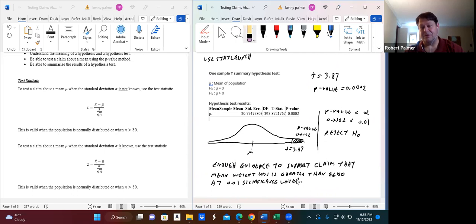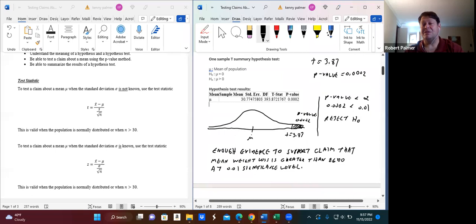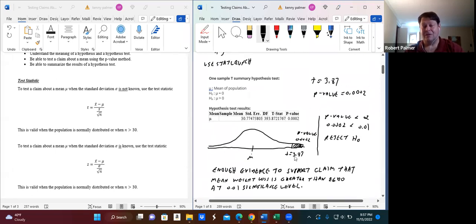Since the p-value is so small, it would have been significant even at a smaller significance level. Once again, there's enough statistical evidence to support the claim, the alternate hypothesis, that the mean weight loss is greater than 0 at that significance level.